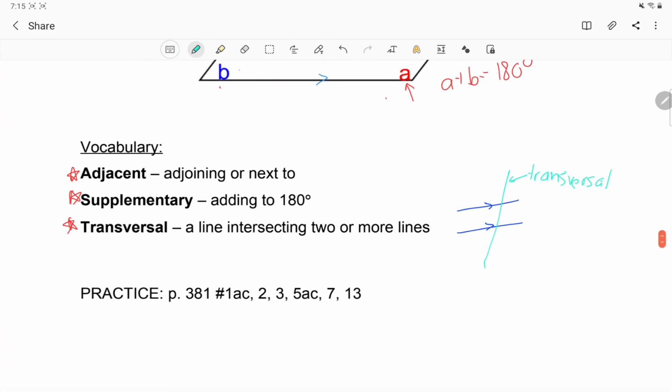And these are some practice questions to go along with this lesson.